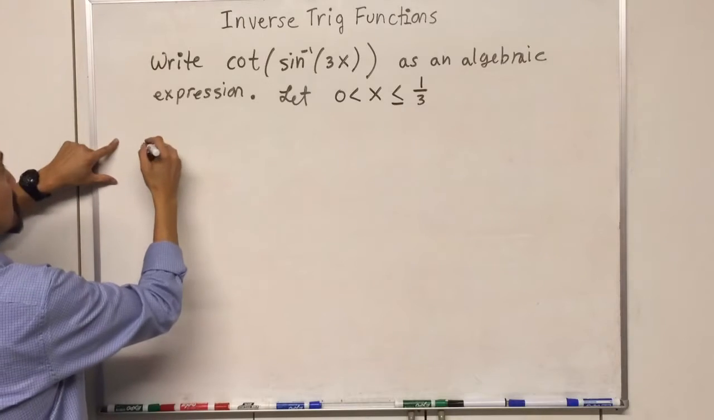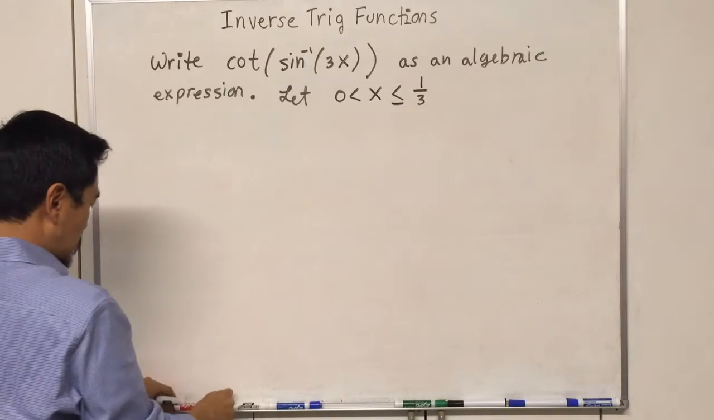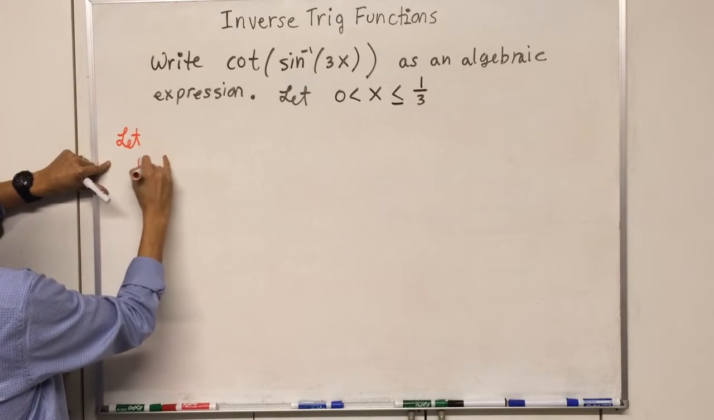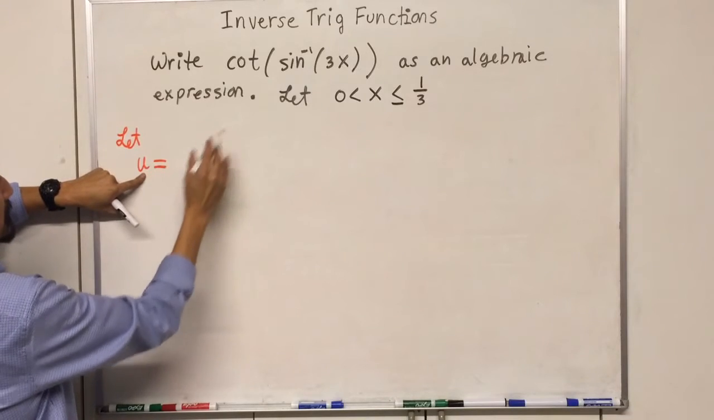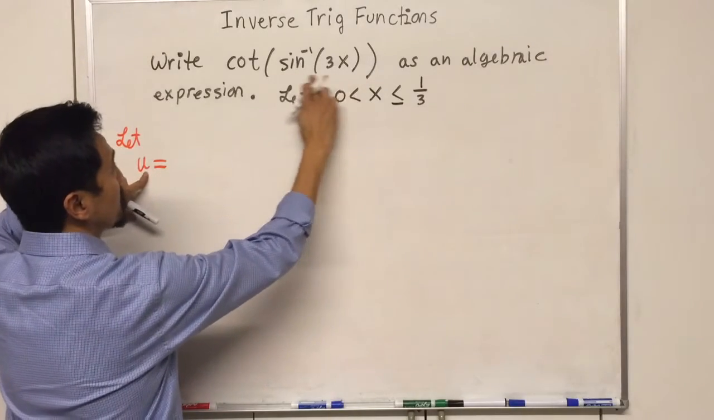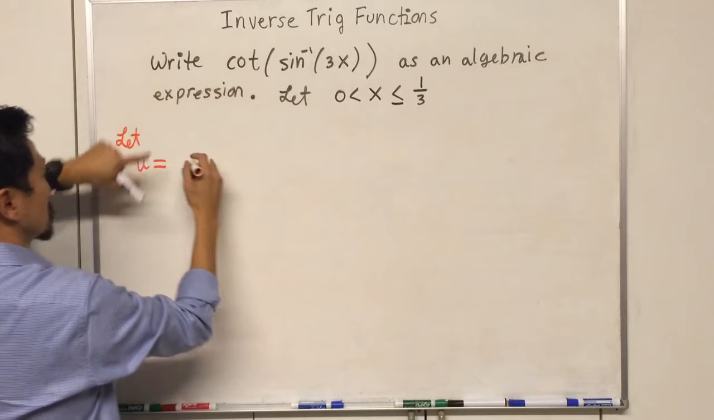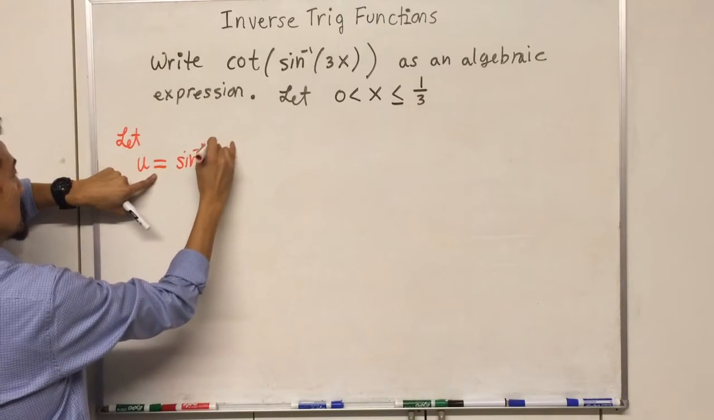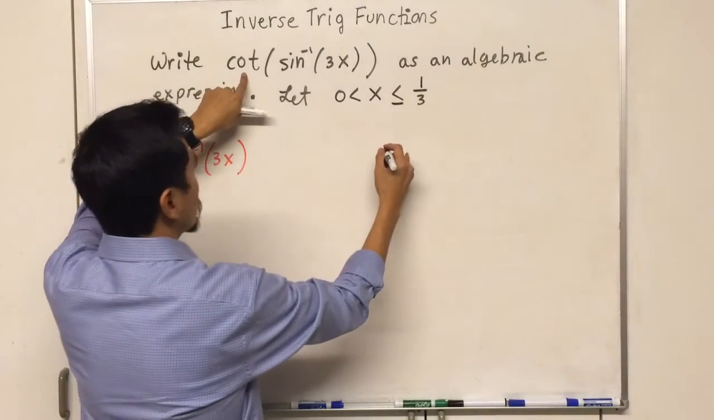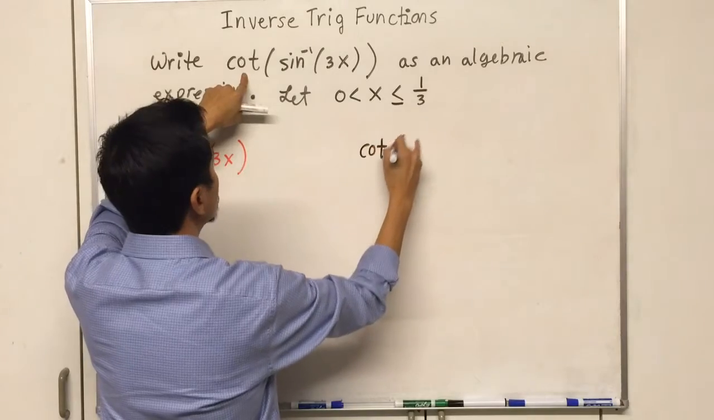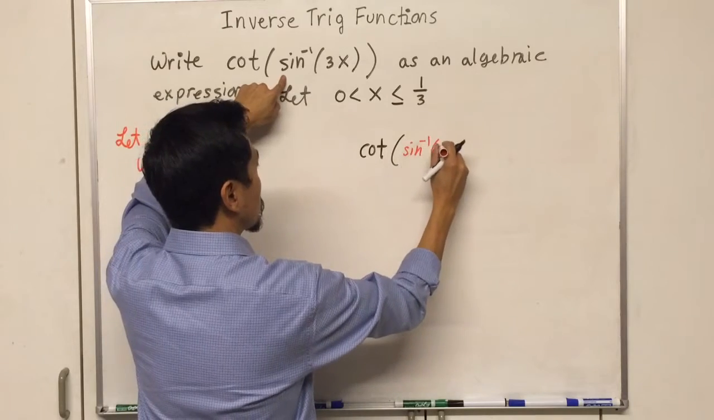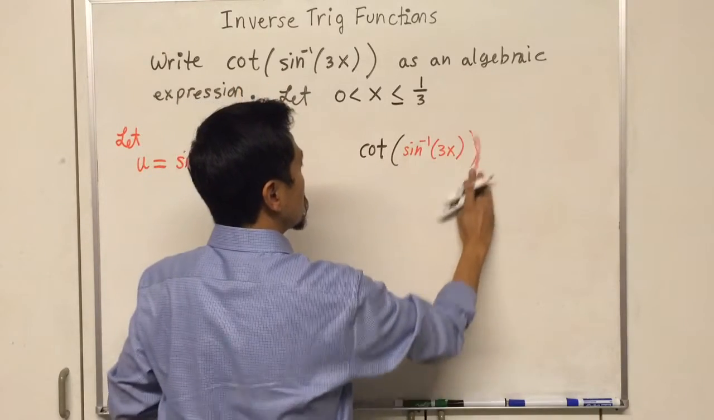What we're going to do to begin is introduce a variable, call it u. You can pick any letter you want, except for x. I'm going to let u be this entire expression that is inside the parentheses of cotangent. So I've now got u is the inverse sine of 3x. All right, so what we've got here is the cotangent of inverse sine of 3x.